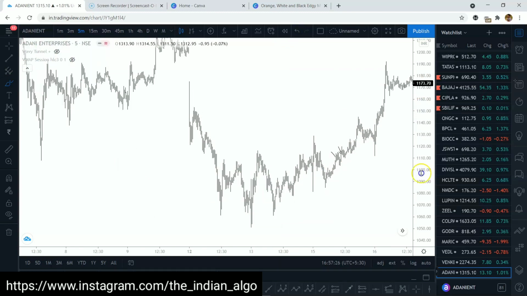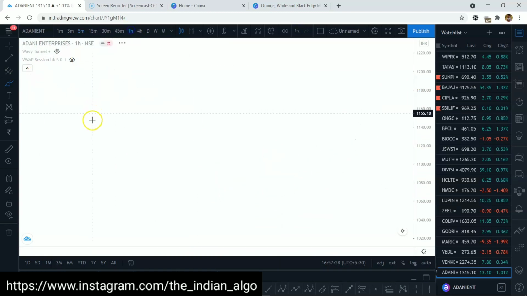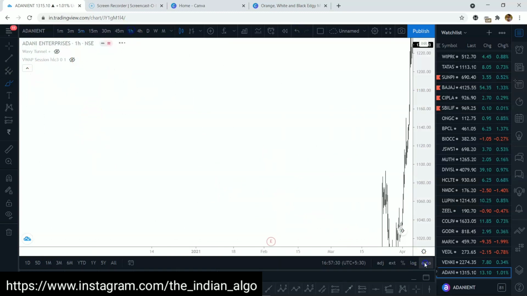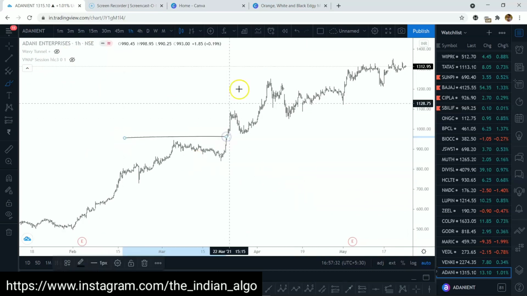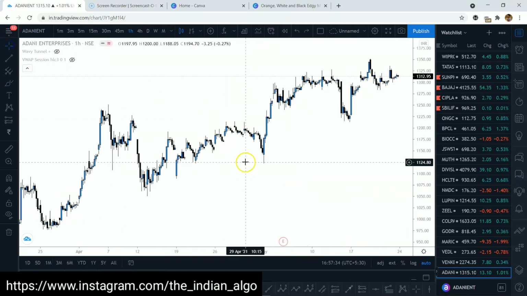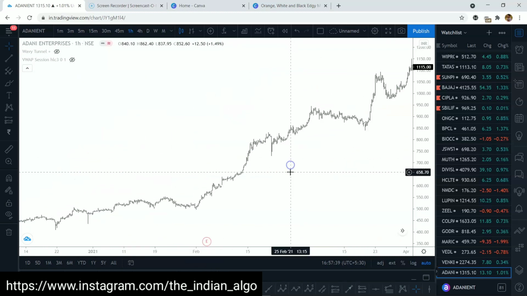Also, if you can identify the 1 hour time frame volatility contraction pattern, that will help you in identifying much better swing moves, something that can help you in taking swing trades or swing targets.